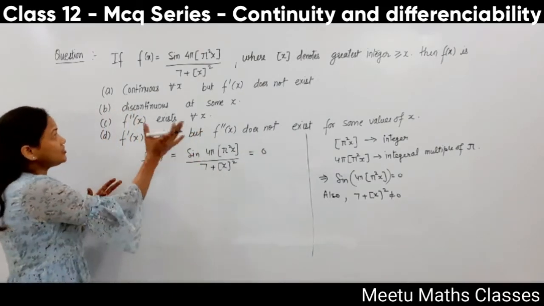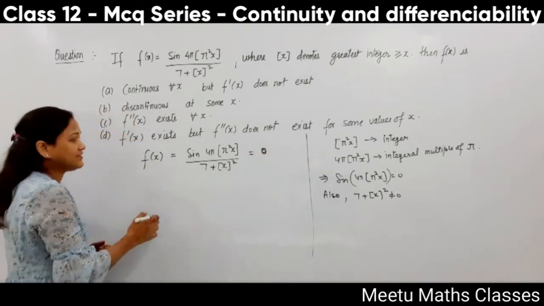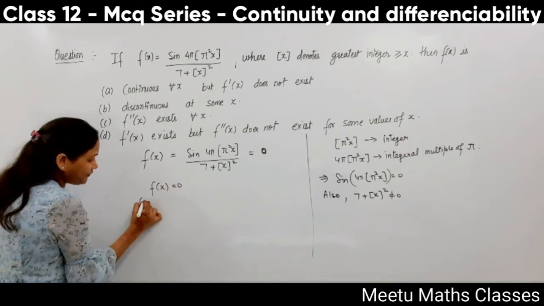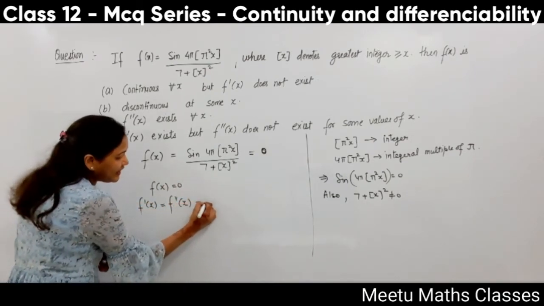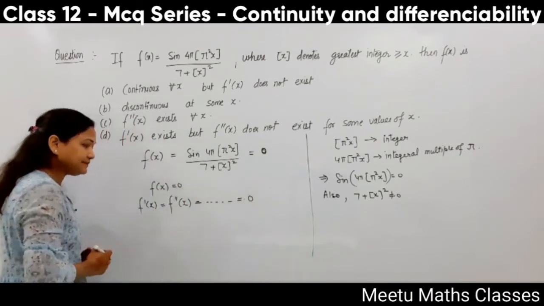तो आपका function तो defined क्या है, as a constant function. This is f(x) is equals to 0. तो जब f(x) 0 है तो first derivative भी 0 है, second derivative भी 0 है. इसी तरह से सारे derivatives आपके 0 ही आएंगे.